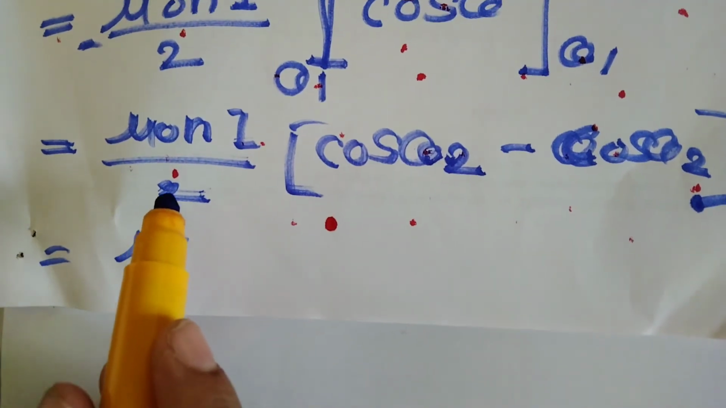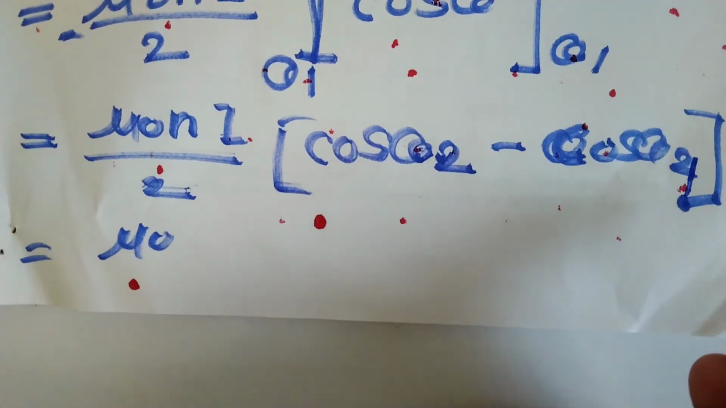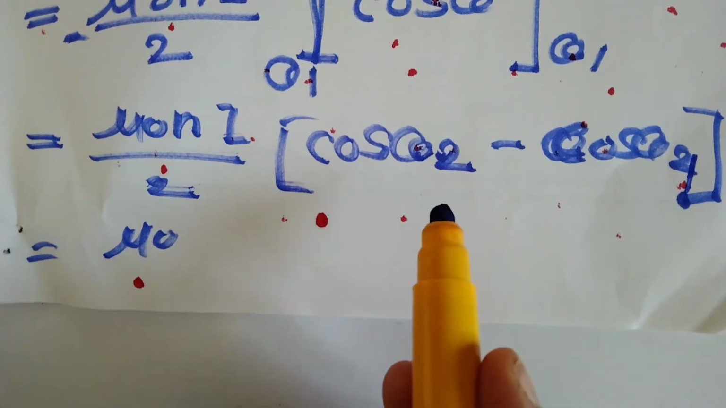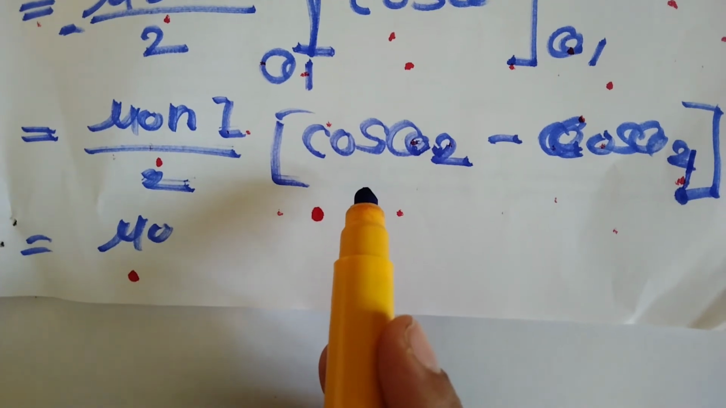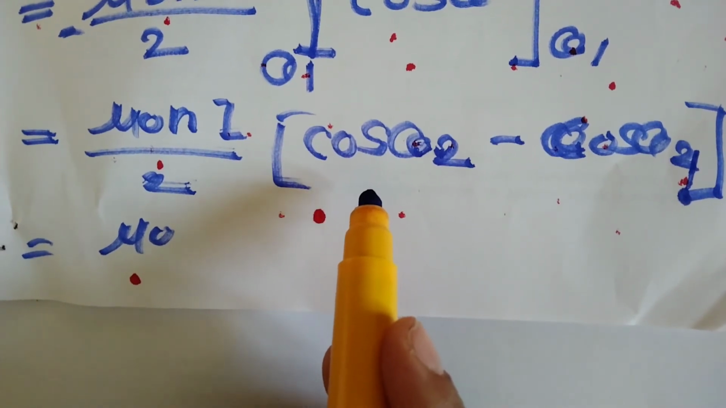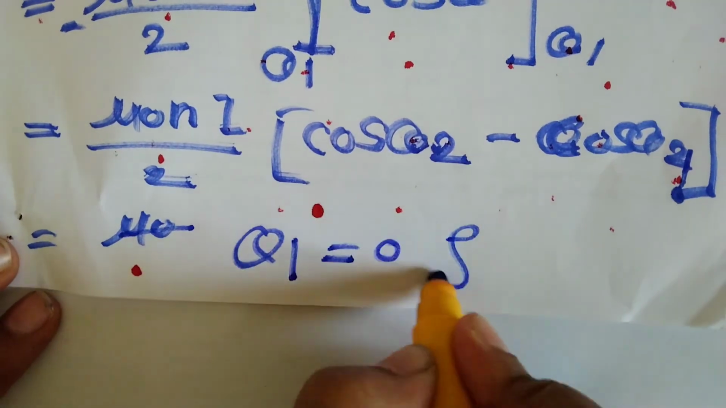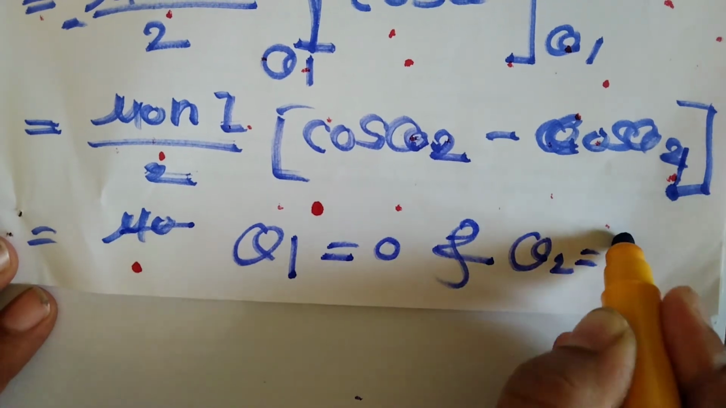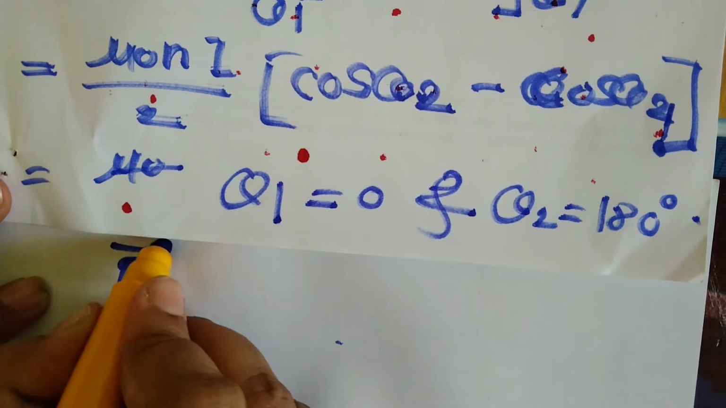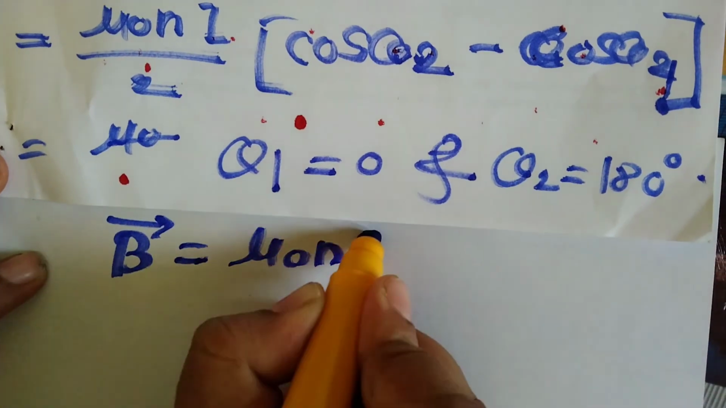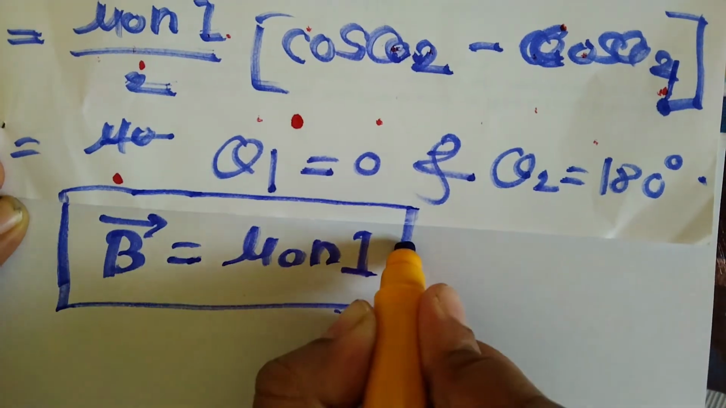We will get the final result: mu naught n I by 2 into (cos theta 1 minus cos theta 2). For a long solenoid, the field on the axis at a point far removed from the end of the solenoid, substituting values theta 1 is equal to 0 and theta 2 is equal to 180 degrees. So B bar is equal to mu naught n I.